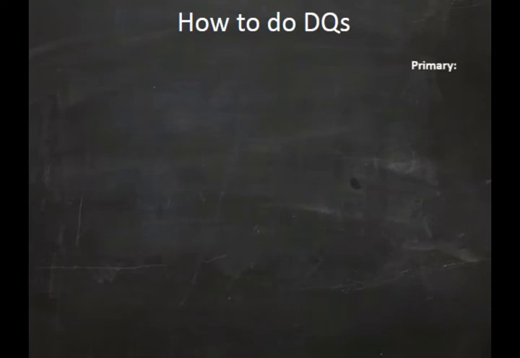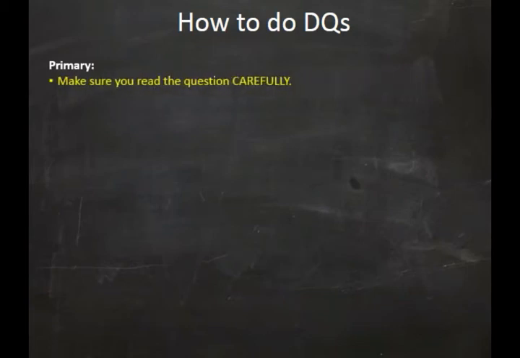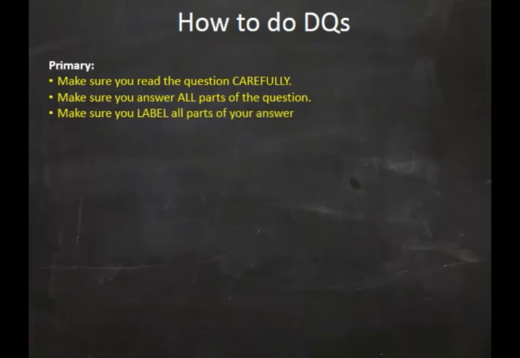The first part is the primary post question. This is usually a question or multiple questions to respond to. It may take research. It may require a response to a thought experiment. Make sure you read the question carefully. Make sure you answer all parts of the question, and make sure you label all parts of your answer.